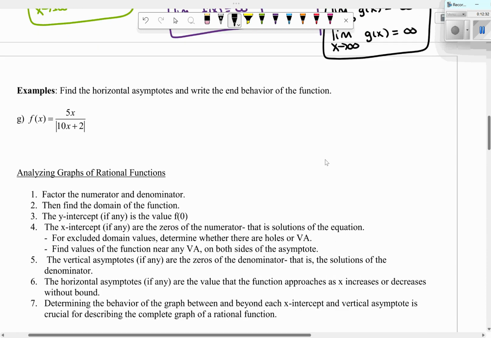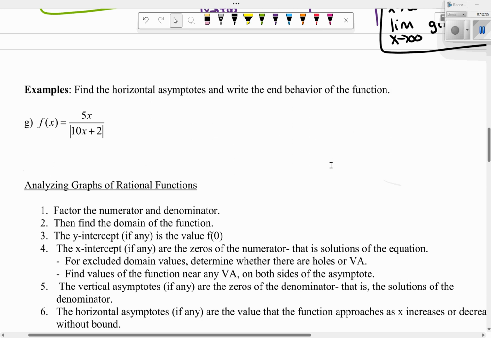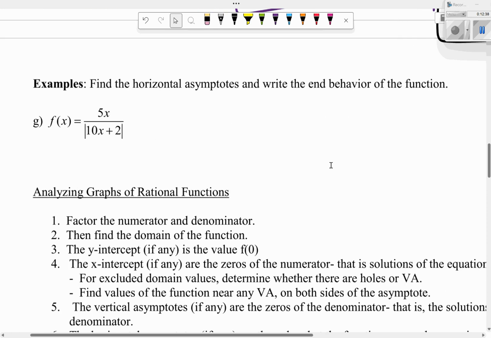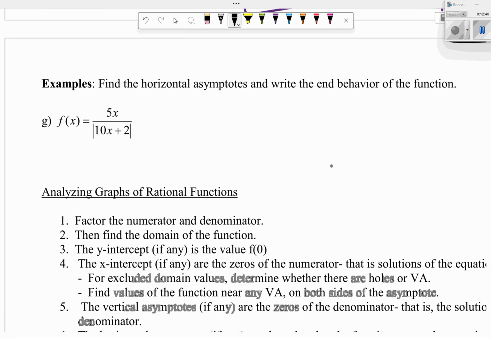So this one says, find the horizontal asymptote and write the end behavior of the function. Looking at this function, notice that this is not a polynomial divided by a polynomial. We have a polynomial divided by an absolute value. For a rational function, remember, we only have one asymptote. I'm doing this problem just to show you, you can have more than one horizontal asymptote if it's not a rational function.